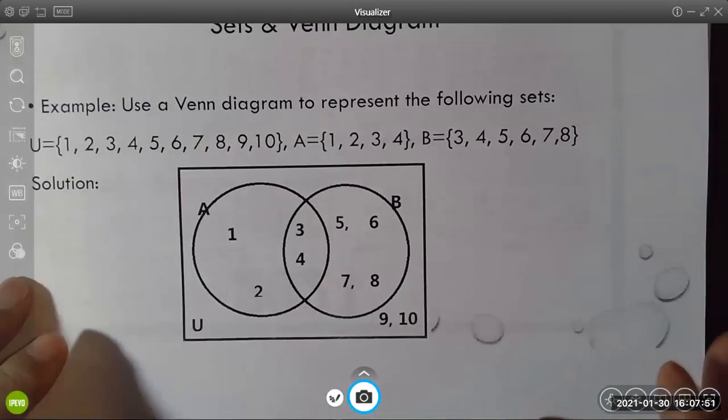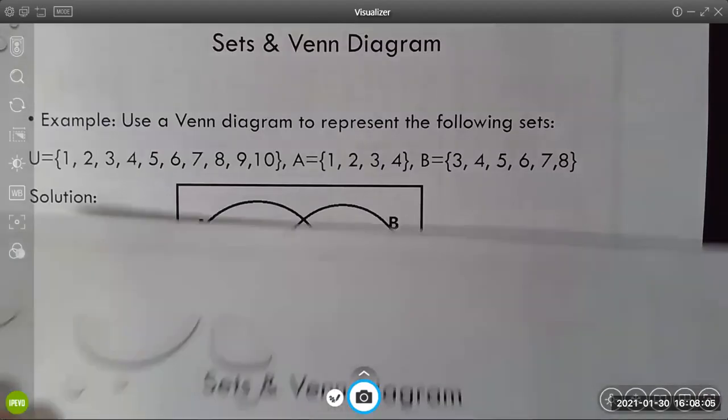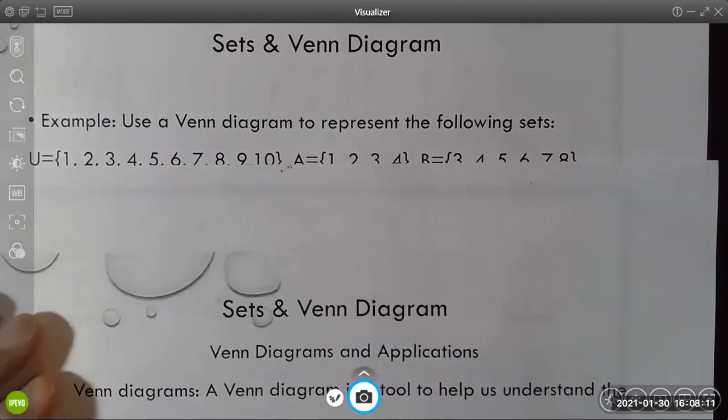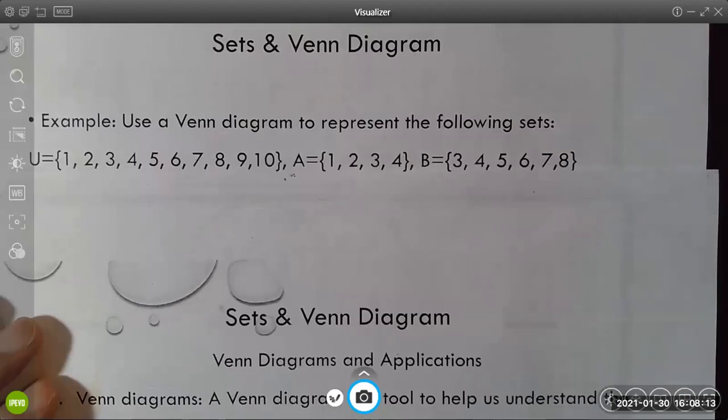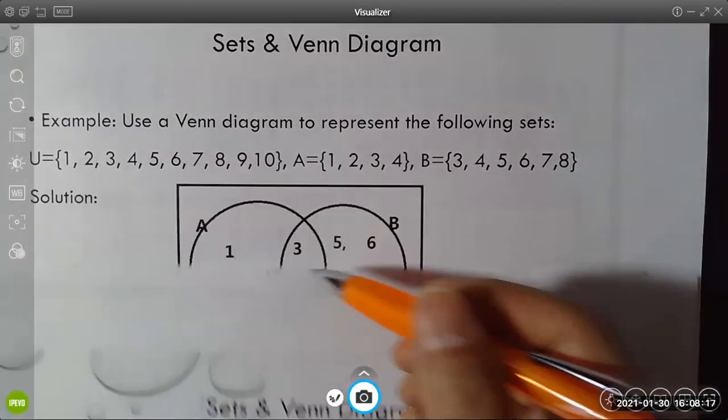Now let's look at this first topic, which is if you are given a Venn diagram such as this one, how to answer some questions using this Venn diagram. So first, let's look at how we basically translate this given set into a Venn diagram.